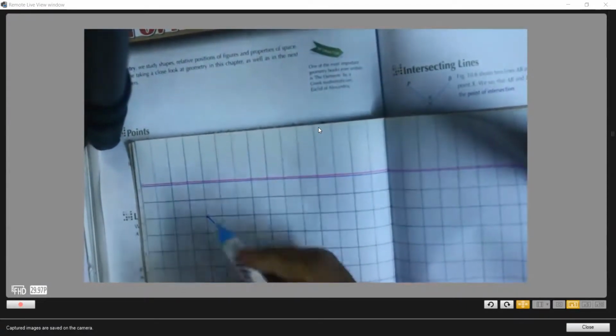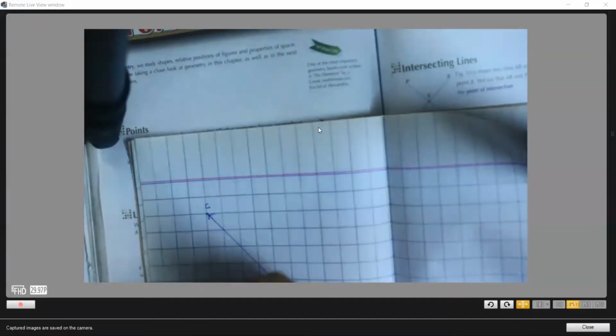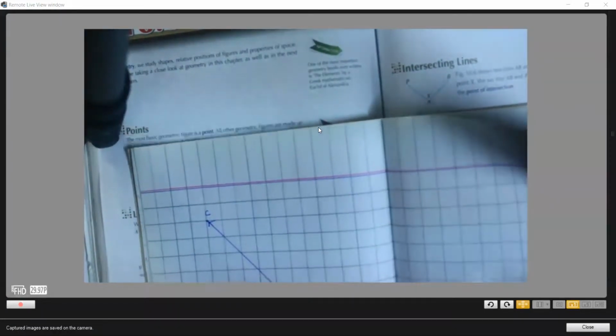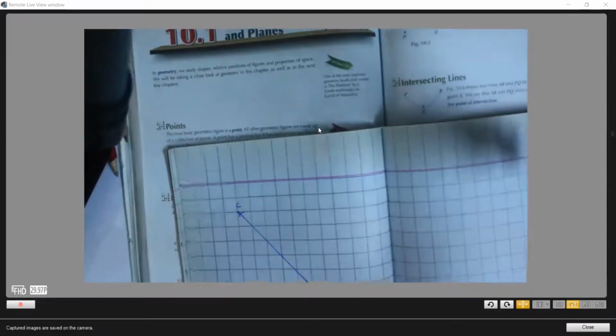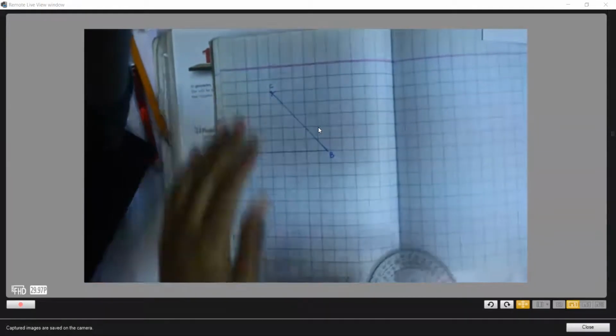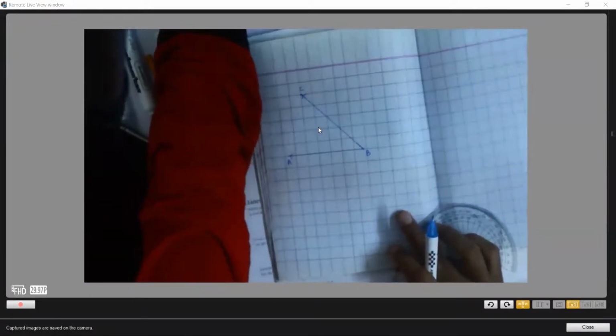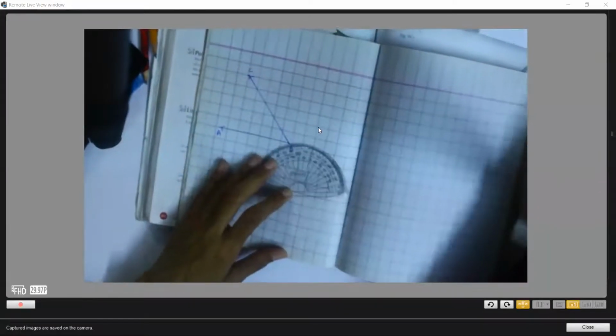So first there's an acute angle, which is between 0 and 90 degrees. Yes, very good. And then there's a right angle, which is exactly 90. And then we have an obtuse angle, which is between 90 and 180. And then we have a reflex angle, which is between 180 and 360. And then there is a straight angle, which is a straight line, right? Yes. Okay, very good.